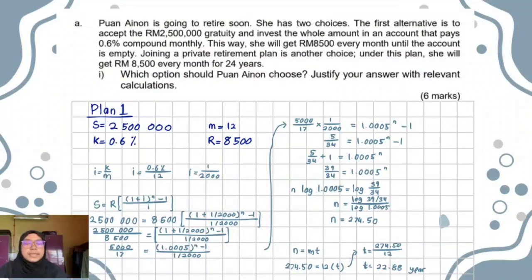For Plan 1, S is 2,500,000, K is 0.6%, M is 12, and R is 8,500. First, we need to find I. The formula for I is I equals K over M. So I is 0.6% over 12, so we will get I is 1 over 2,000. In this case, we need to use the formula S equals R bracket 1 plus I power of n minus 1 over I. So n equals 274.50. To find T, we need to use the formula n equals MT. So T is 22.88 here.